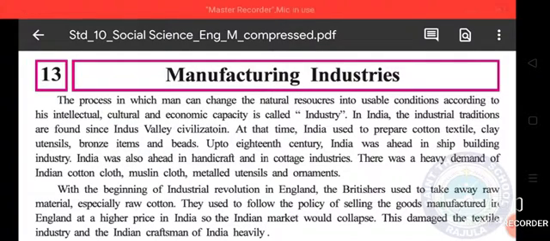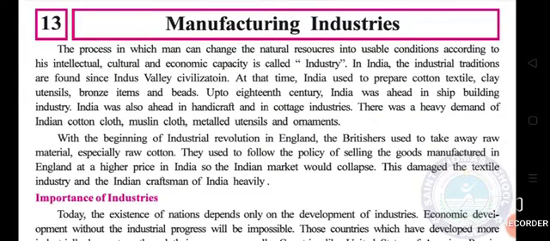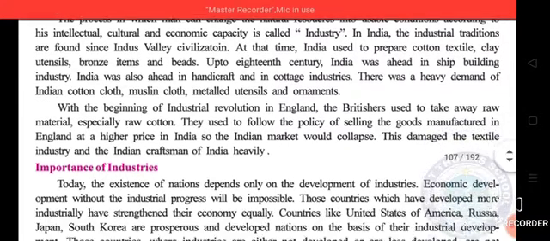They used to follow the policy of selling the goods manufactured in England at a higher price in India, so that the Indian market would collapse. How would our Indian market collapse? Because they were using our cotton, manufacturing at a high price and selling it here. That is why our Indian market would collapse. This heavily damaged the textile industry and the craftsmen of India.